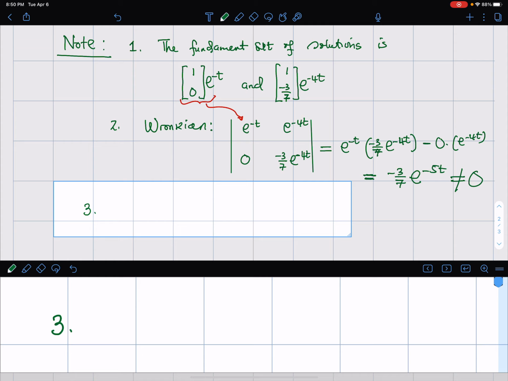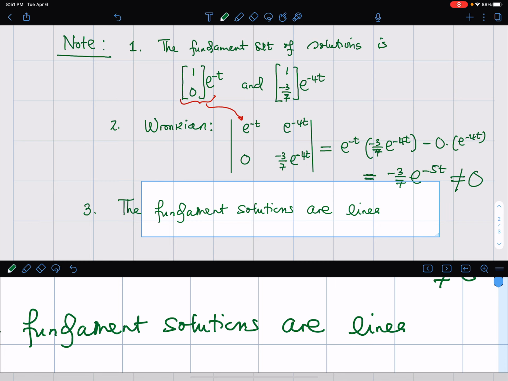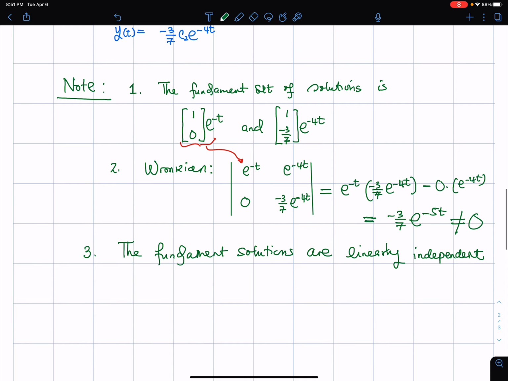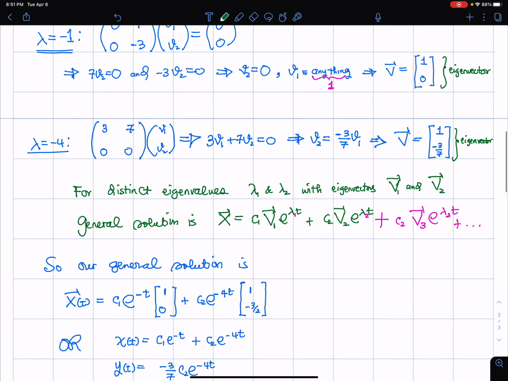So in general, we can see that the fundamental solutions are linearly independent, okay? Because their Wronskian is not equal to 0. Okay. Right, so we've solved the system.